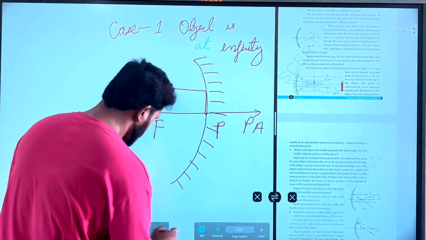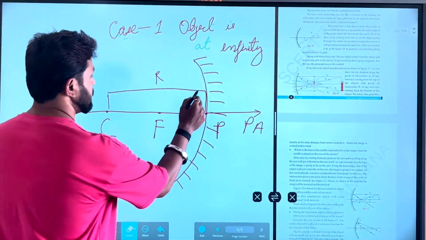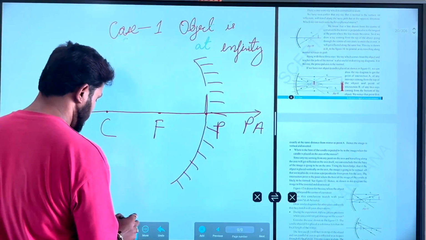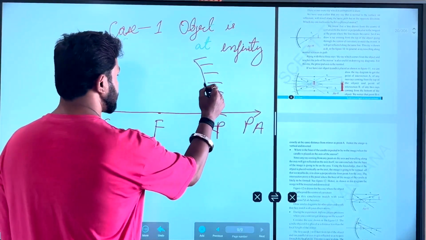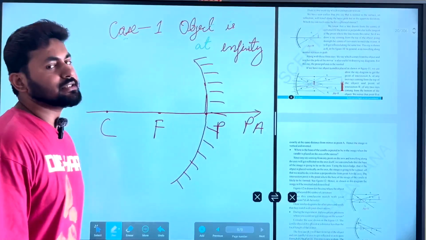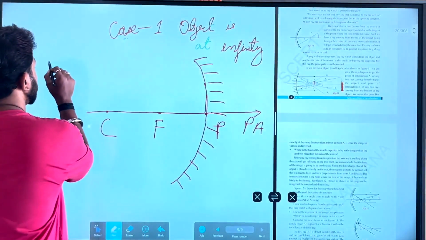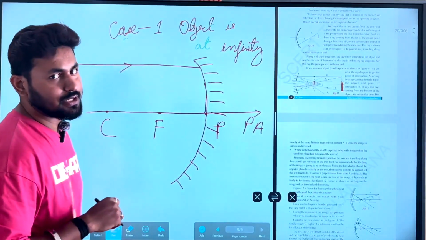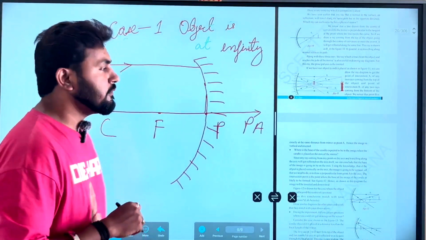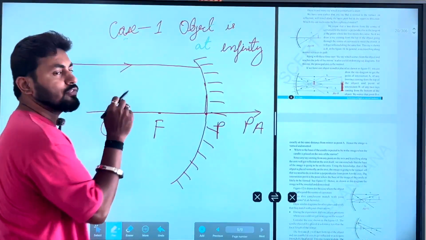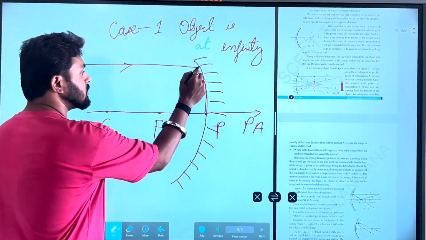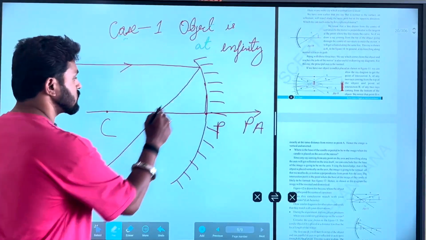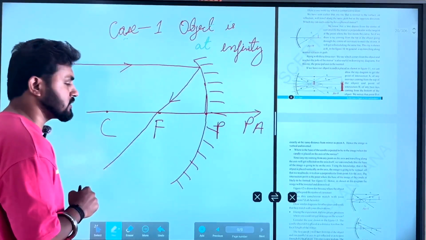Now I'll draw the first case, when the object is at infinity. Let's say the object is at infinity; you don't know where the object is. As rule one says, when a ray of light comes from infinity, after striking the mirror, it will pass through the focus. Now this is passing through the focus.